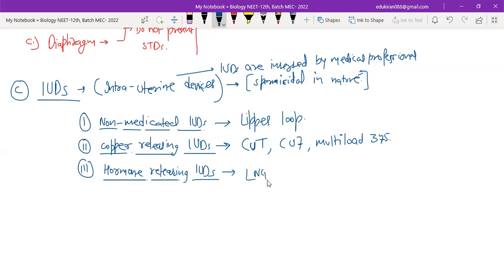There are two examples of it. LNG20 is asked and progestasert. Progestasert. As the name suggests, which hormone is it secreting? The progesterone derivative, right? Progestasert. So just remember these examples of the three types of IUDs. And IUDs are known as the ideal contraceptives for family planning.